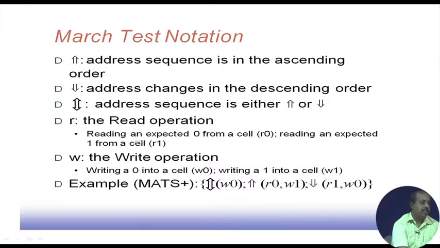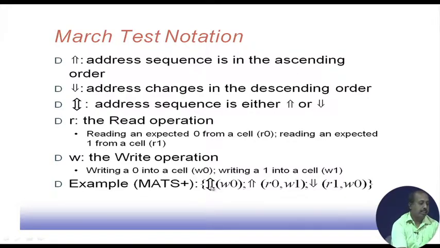So, the value that we expect to read is written after R, and similarly the value that we are going to write to the cell is written after the letter W. Okay.